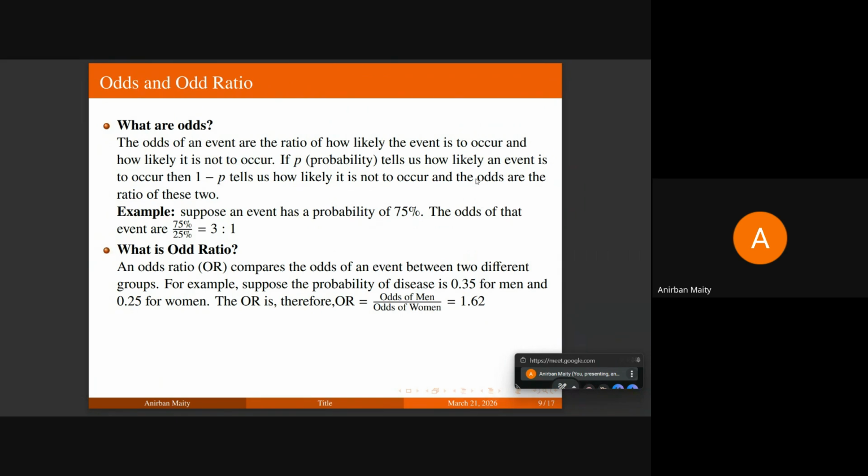So what is the odds ratio? An odds ratio compares the odds of an event between two different groups. For example, suppose the probability of a disease is 0.35 for men and 0.25 for women. Then the odds ratio is 1.62. Now, if the odds ratio value is greater than 1, that means 62% more risk of getting the disease for men.